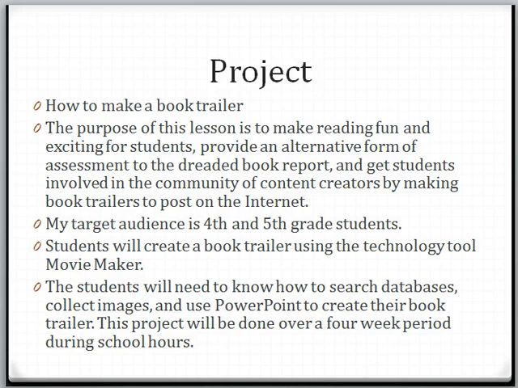My target audience was 4th and 5th grade students, and the students were able to create book trailers using the technology tool Movie Maker. Students needed to know how to search databases for pictures, collect images, get some information, use PowerPoint, and then also use Movie Maker. This project was done over a 4-week period during school hours. It was during my specials time, so I was meeting with them about once a week for 4 weeks.